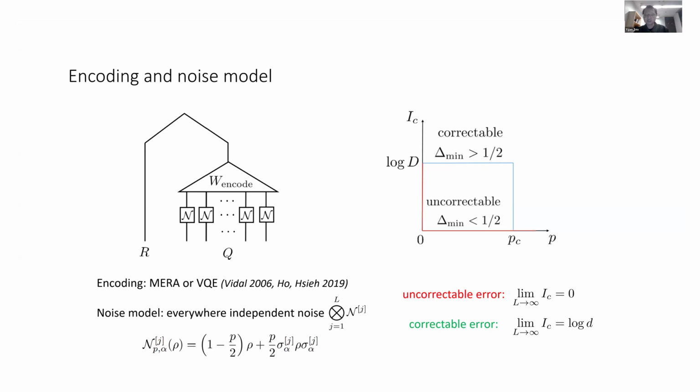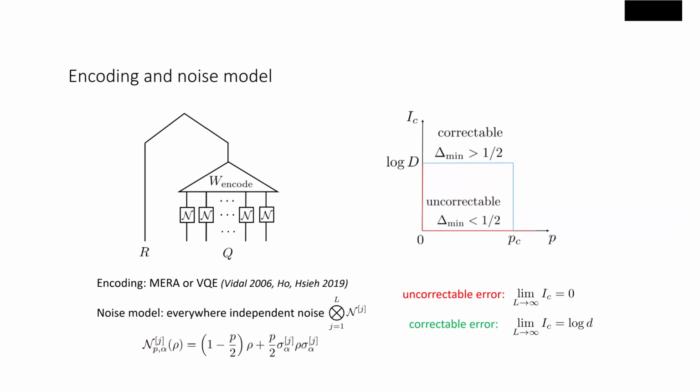So in this case, if you have a correctable error, that means if you fix p to be smaller than p_c, the coherent information I_c will increase as the system size increases. Okay, so I should think about your system size as being something like the distance of the code, is it? Yeah. Okay, thank you.